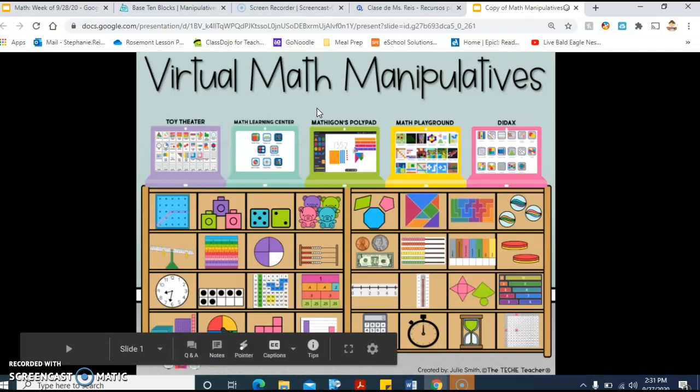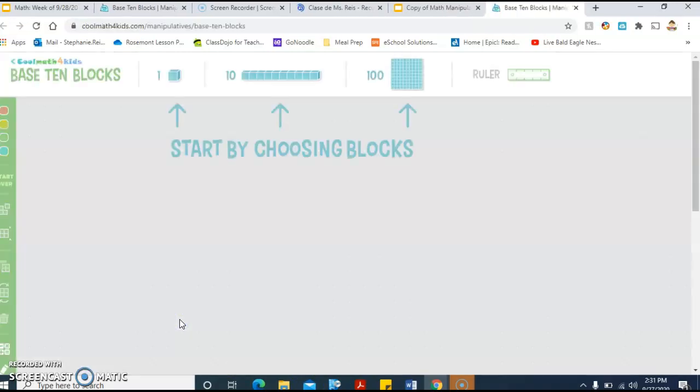And after I click on it, it's going to be kind of like a Google document. And you can click on any of these pictures and that will send you a link to the manipulative. Okay, so I'm going to click on the bottom left, where there are some cubes, base 10 blocks. I'm going to click on that. And that will bring me to this website. And I'm going to use this website to help me represent the numbers from our slideshow.